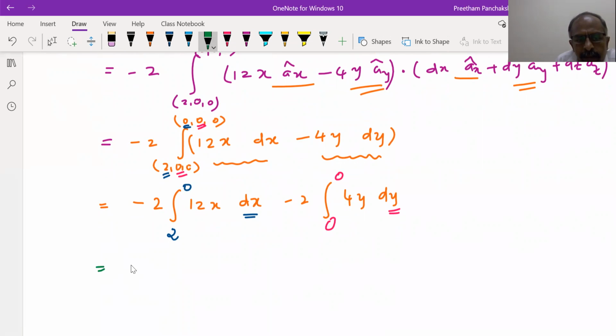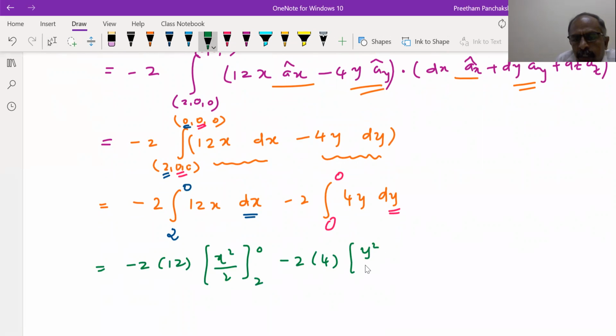In the first integral, minus 2, 12 is constant. The integration of x is x square by 2. The limits are 2 to 0. Here it is minus 2, 4 is constant. The integration of y is y square by 2, with limits 0 to 0. See the variable dy with respect to y, but the limits are 0 to 0, which means along the y-axis there is no change in y at all. So dy is actually 0. Since the limits are the same, this integration can be avoided from the beginning itself.